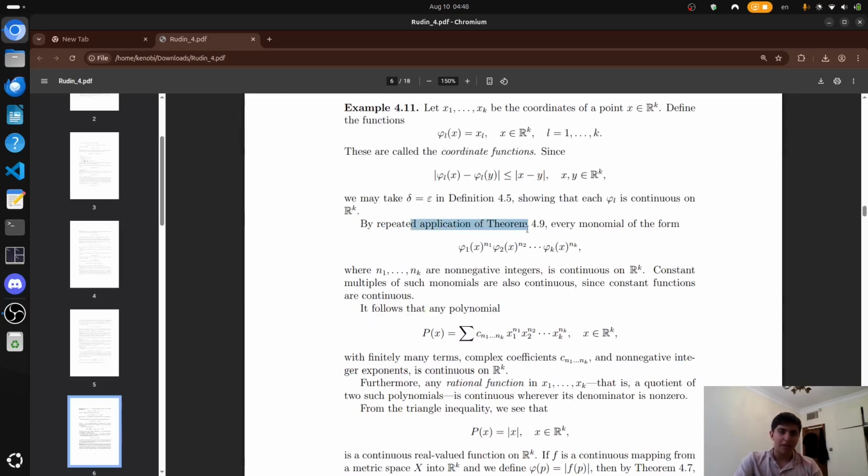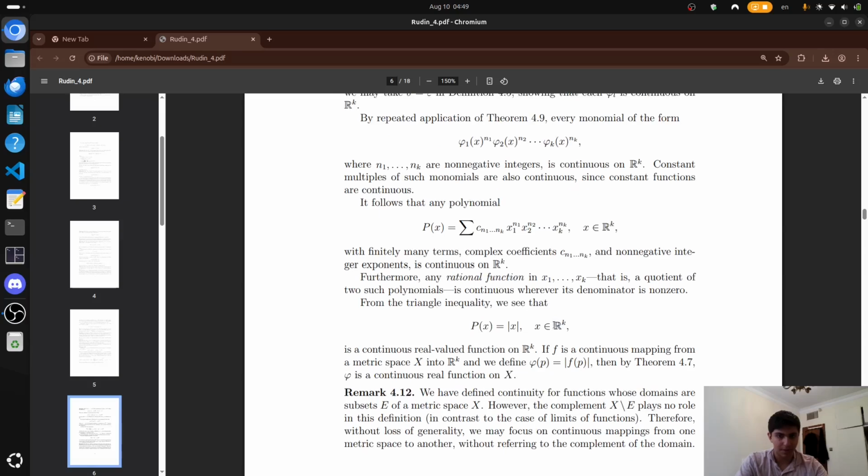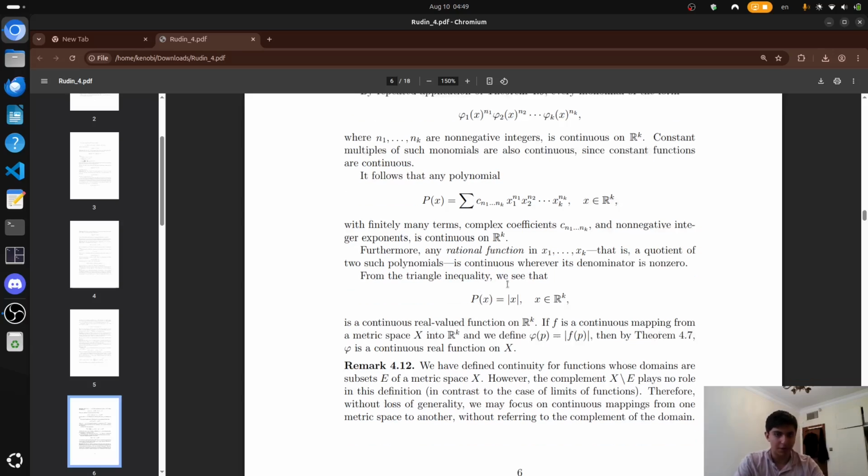Now, by repeated application of theorem 4.9, every monomial of the form phi 1 of x to the n1, phi 2 of x to the n2, etc., is continuous. I don't know why I put phi's over here; just take x to the n1, x to the n2, etc. Every monomial like this is continuous, and their addition is also continuous. So every polynomial is continuous. And rational functions are also continuous when you have a non-zero denominator.